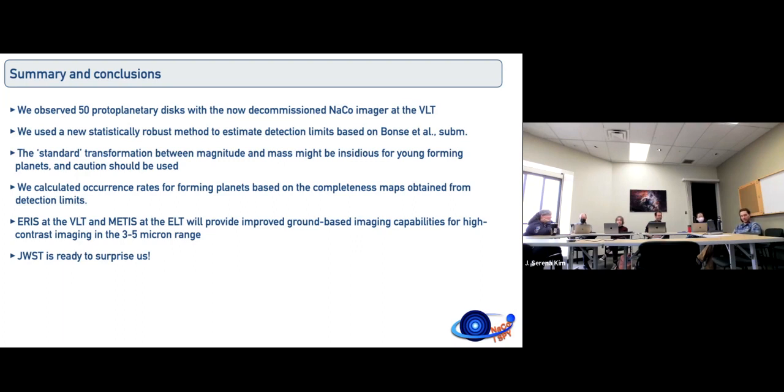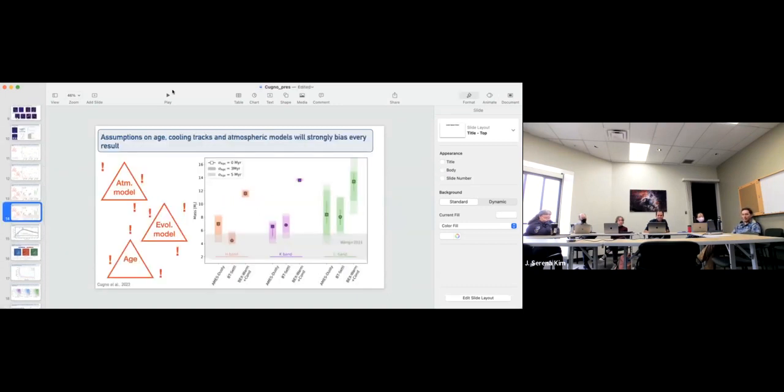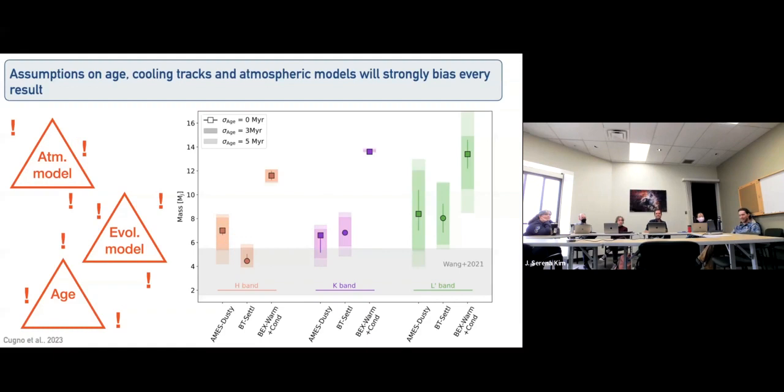My other question is on a totally different topic. On these model mass estimates, you showed the difference between the H, K and L bands, and the L band was actually giving higher masses, which got me thinking that, well, you also mentioned extinction, which I'm very happy that you did, and I agree, not enough people appreciate the problem of extinction at these young ages.